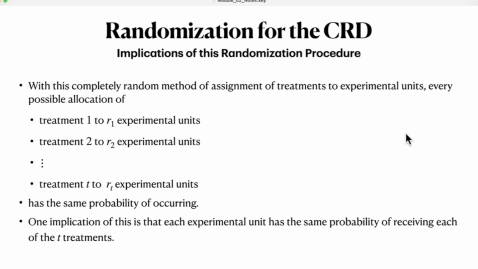And then what are the implications for this procedure that we just described? Well, as we said before, with this completely random method of assignment of treatments to experimental units, every possible allocation of each of the treatments to the corresponding number of experimental units has the same probability of occurring, and the implication of that is that each experimental unit has the same probability of receiving each of the T treatments. So that is some basic information, defining characteristics for the completely randomized design.